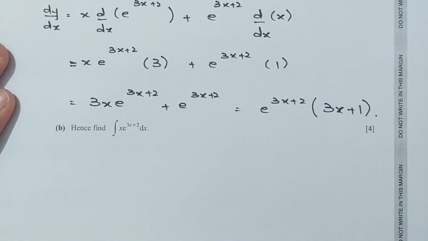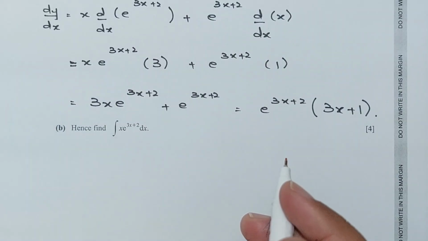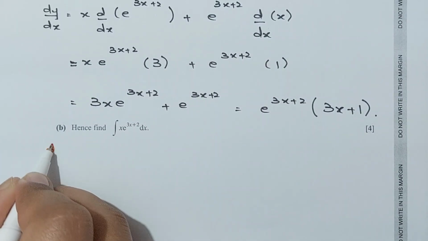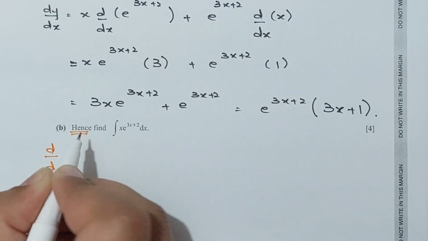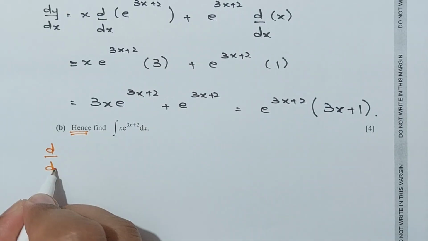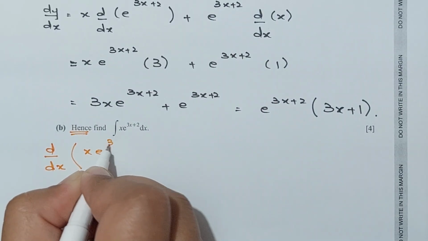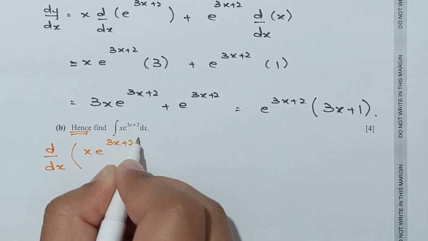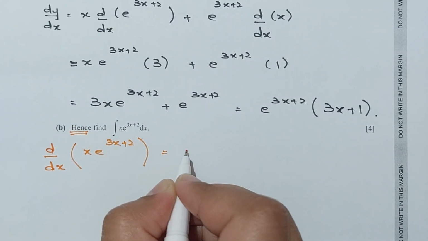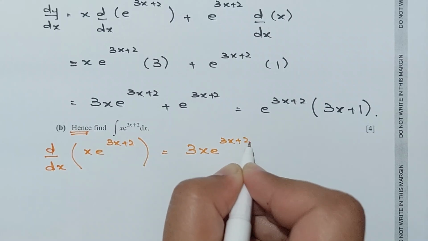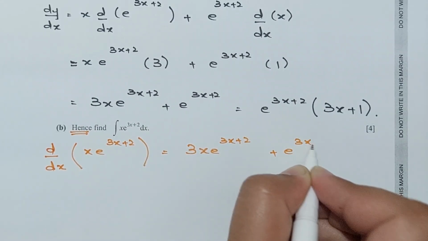Part B, hence find the integral. You have to do the integration of that function. So use the derivative information. We have done d by dx, hence it means you have to use the first part. d by dx of x e to the power 3x plus 2 would be equal to 3x e to the power 3x plus 2 plus e to the power 3x plus 2.